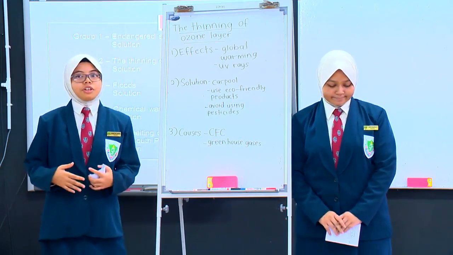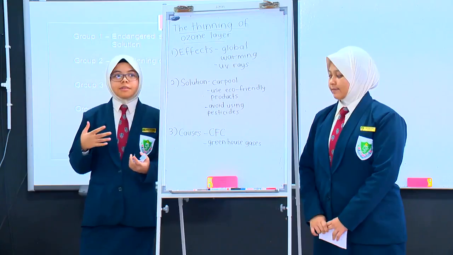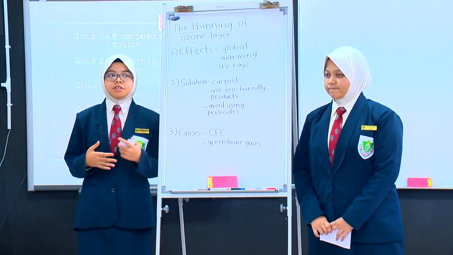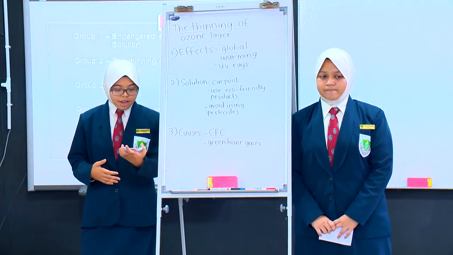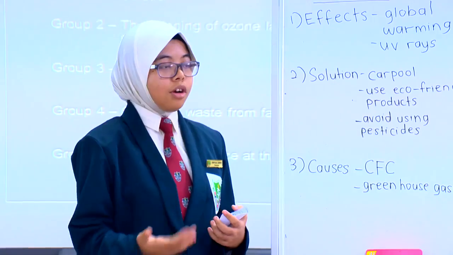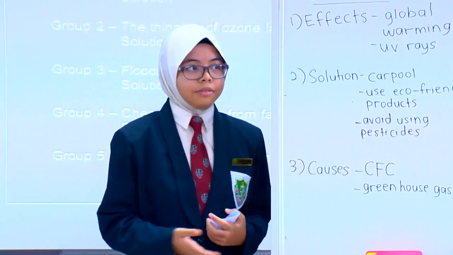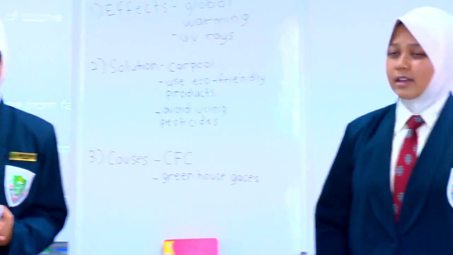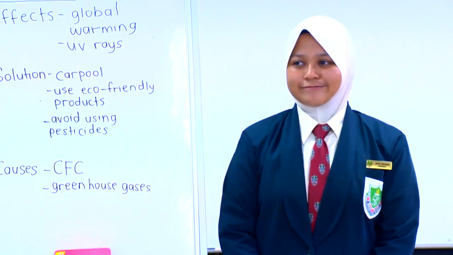And next is to avoid using pesticides, because pesticides can produce chemicals that actually contribute to the thinning of the ozone layer. And we should use natural means such as crop rotation methods or intercropping. Okay, so that is all from us. With that, we thank you.